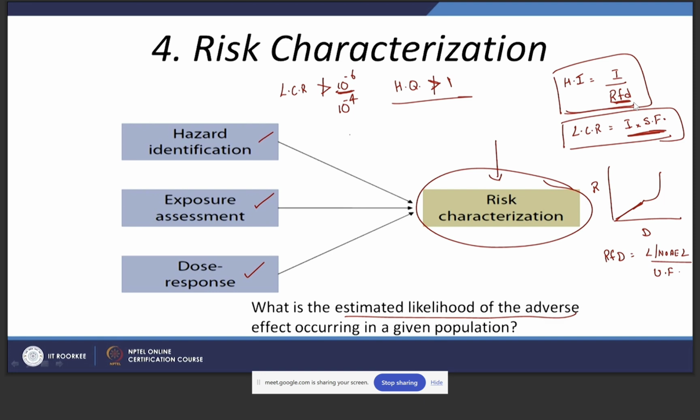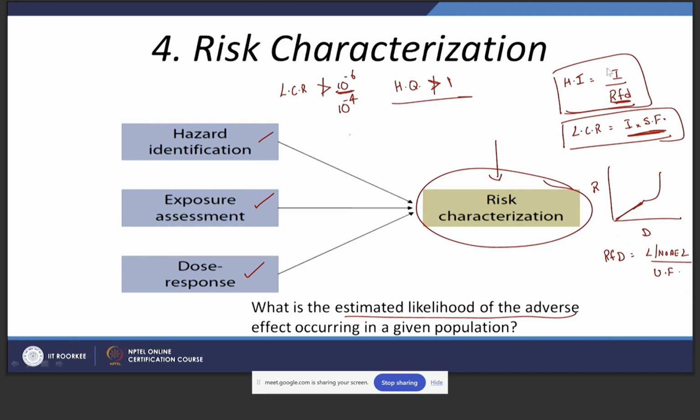And if it is less than 1, then it is in the safe range, and if this ratio is more than 1, then it is considered that this pollutant will cause adverse effect on humans. And for carcinogens, it is taken as the intake rate, or chronic daily intake, times the slope factor. Again, this slope factor has been found out for different compounds on the basis of the trials done, and this slope factor will be given. So we multiply it with the daily intake, and we can find out the cancer risk due to that pollutant.